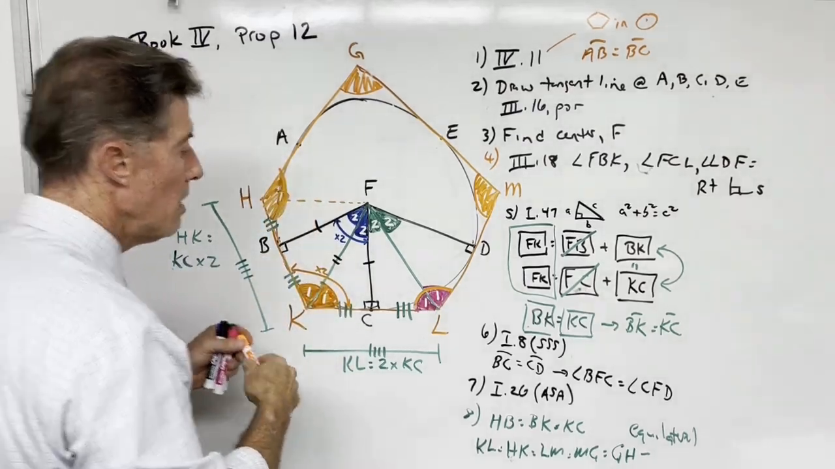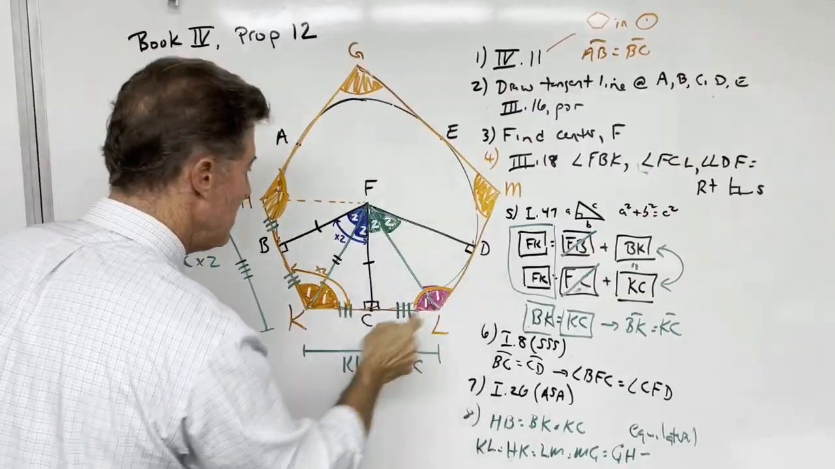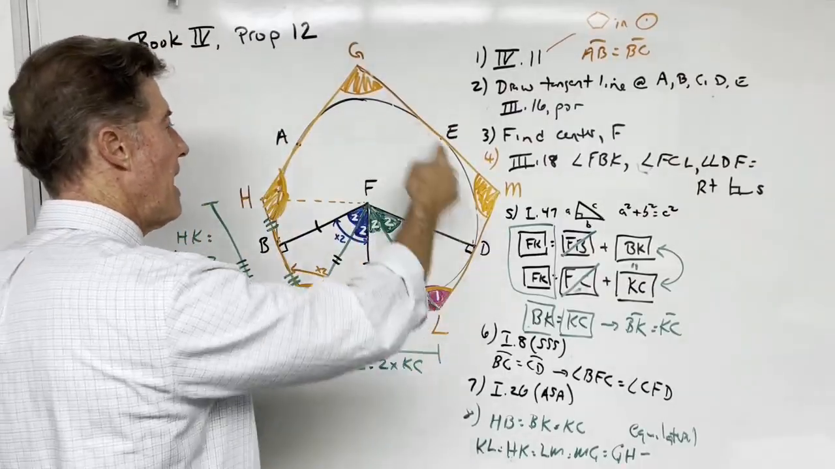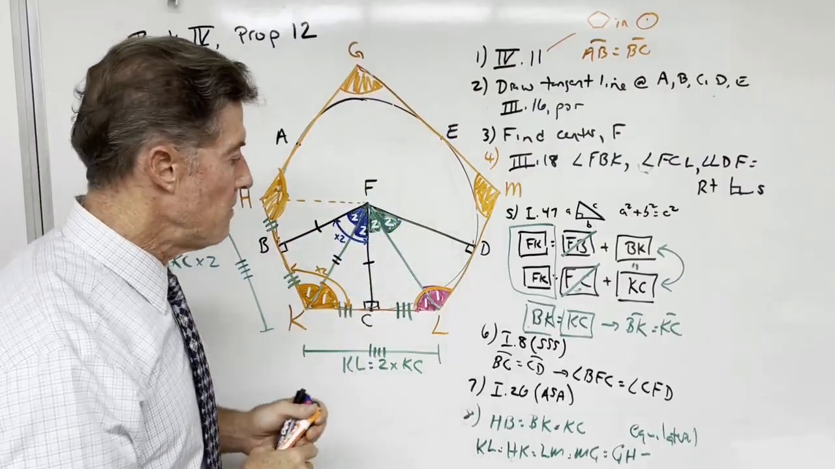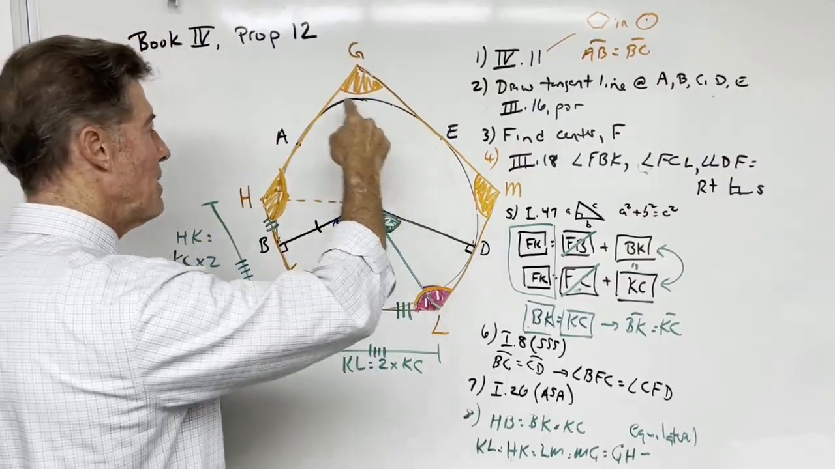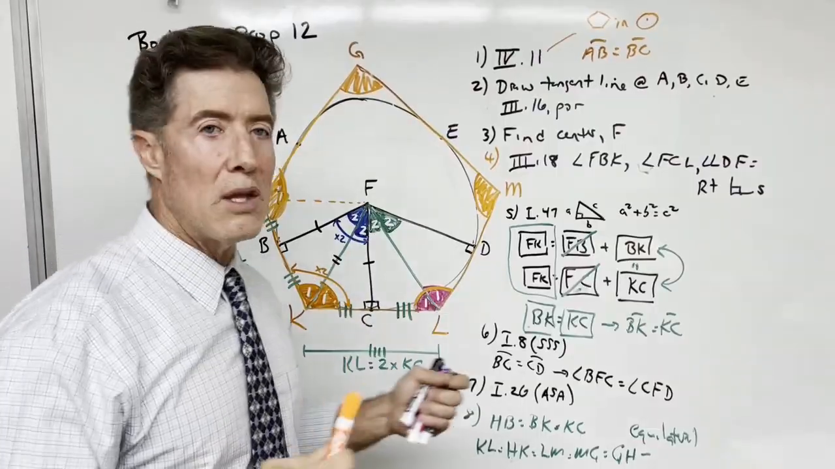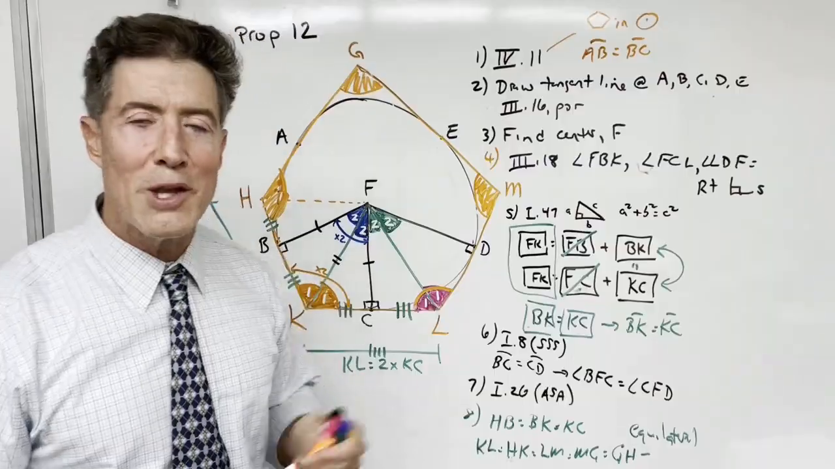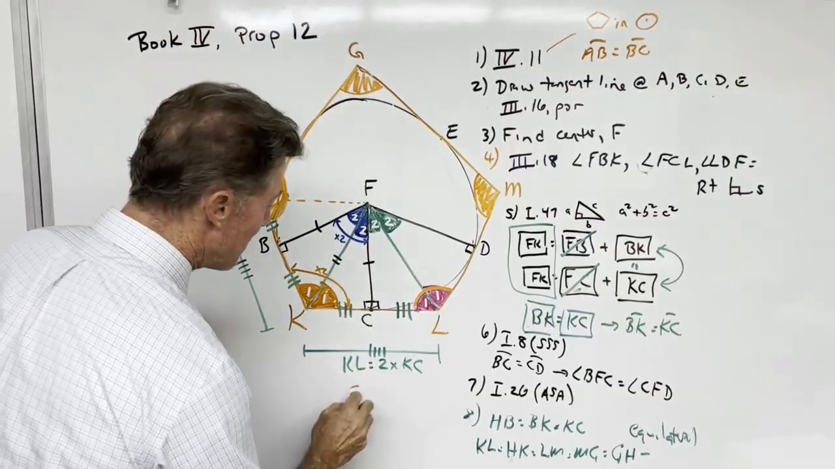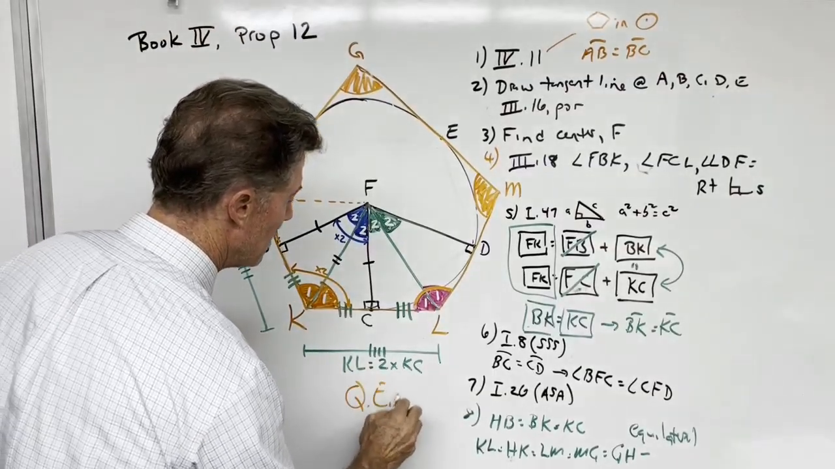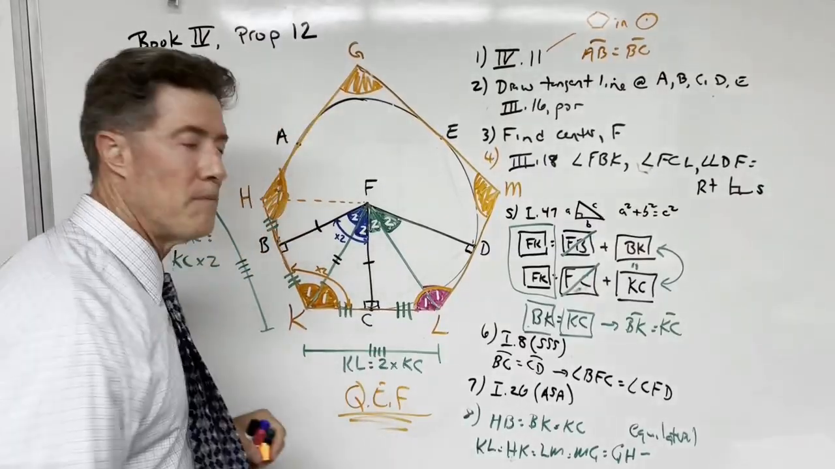So we have shown that all 5 sides are equal, it's equilateral. All 5 angles are equal, it's equiangular. Therefore, around a given circle, we have circumscribed a regular pentagon, a pentagon that is both equiangular and equilateral. Since that was what we were supposed to do, we conclude our construction proof. QEF.